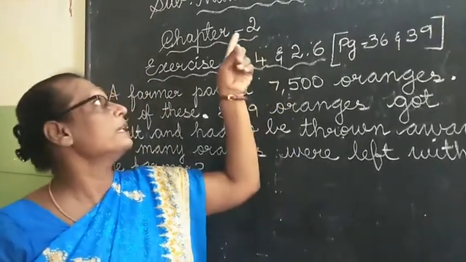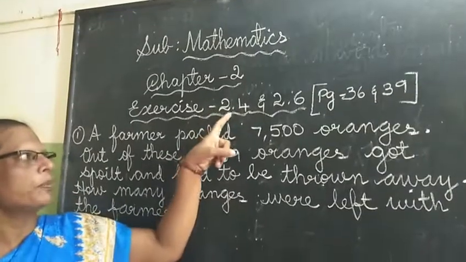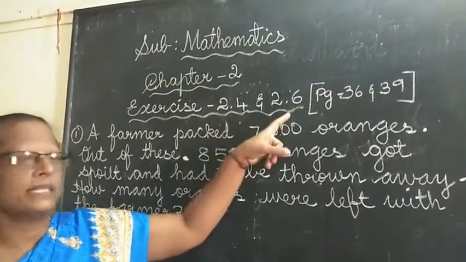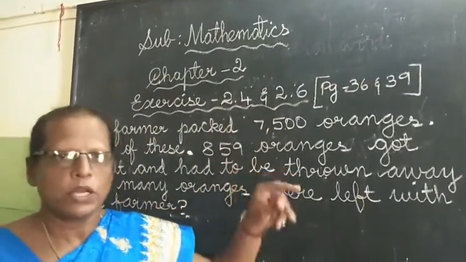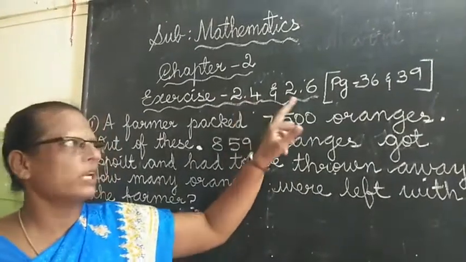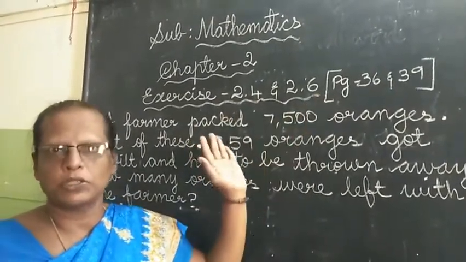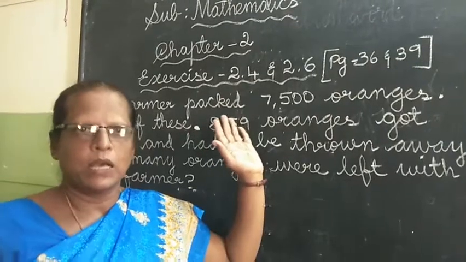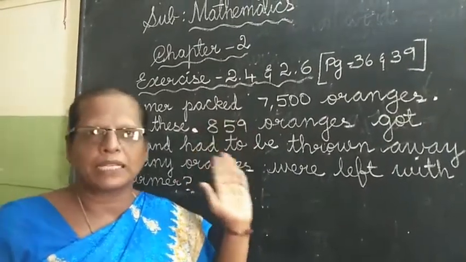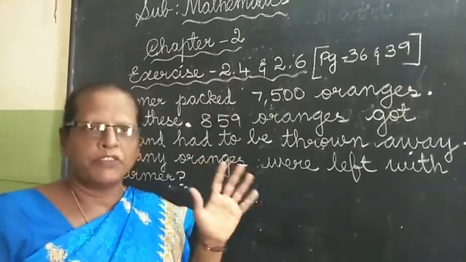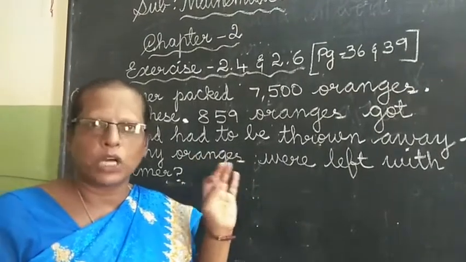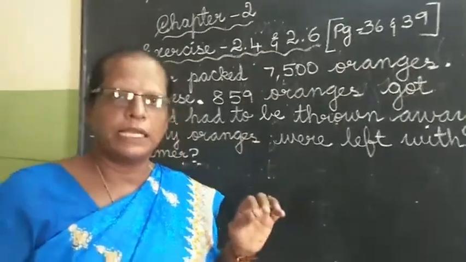Today we are going to see mathematics chapter 2, exercise 2.4, and in 2.6 only 2 word problems are there. So I am going to teach you 2.4 and 2.6 together. Okay children? You have to practice at home. Don't be free. Always work out the sums so that it will be very easy for you.